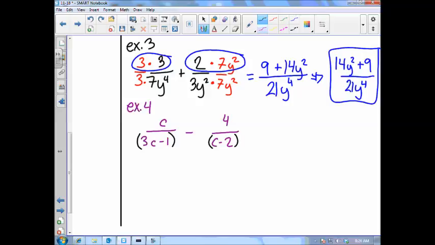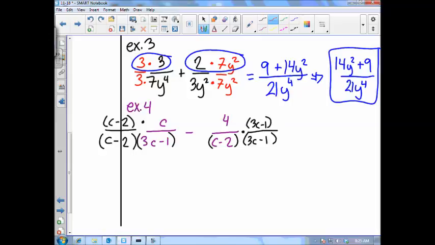Okay, so 3c minus 1 is going to be multiplied by what? C minus 2. But if we multiply it on the bottom, we have to multiply it on the top. C minus 2 divided by c minus 2. And over here, we're going to times by what? 3c minus 1 and 3c minus 1 on top and bottom. Now do their denominators match? Yep, they have the same factors.